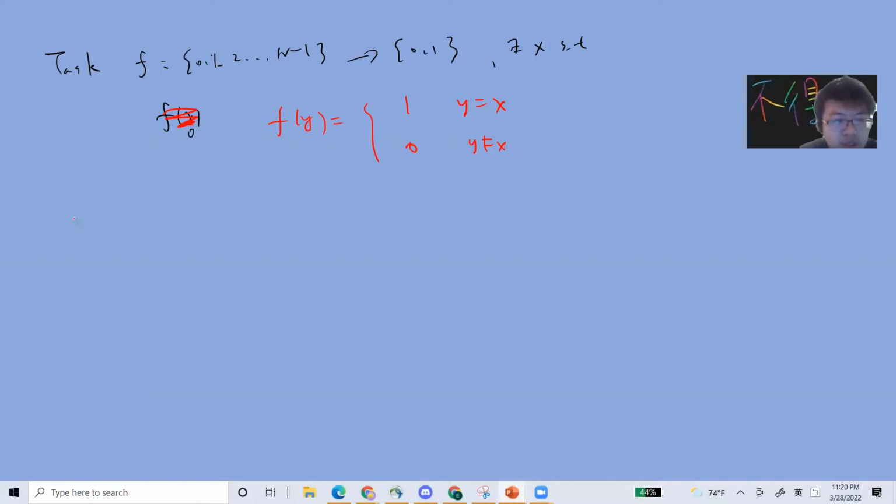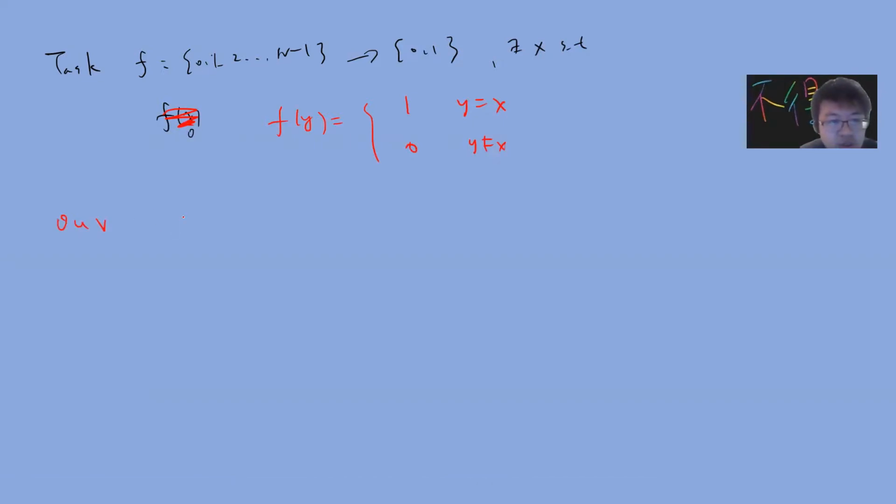So our task is to find x. If you use the simple classical theory, it will give you an Omega(n) lower bound. And if you use quantum, which is Grover's algorithm, we can get square root of n.